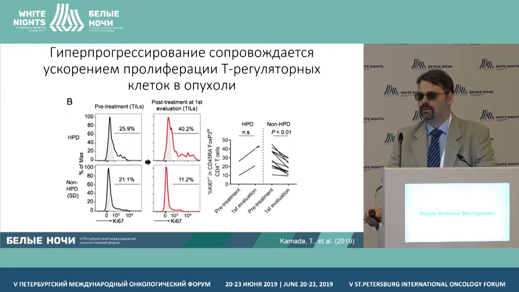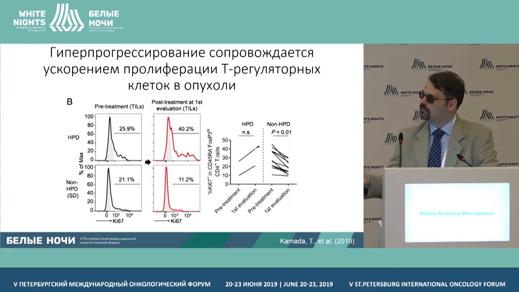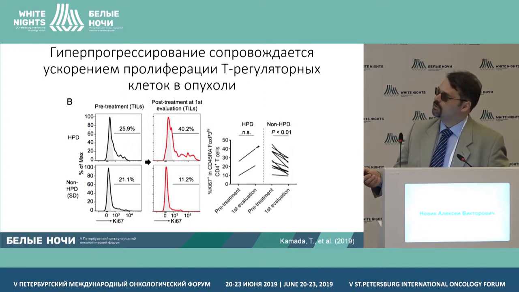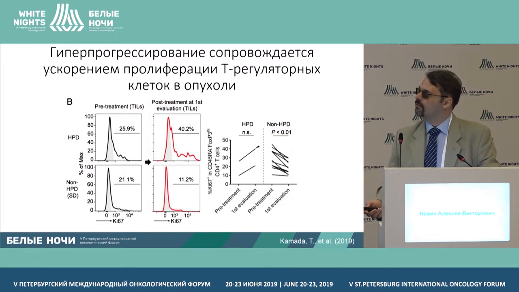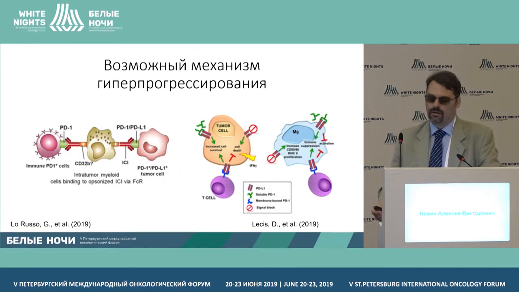It looks like hyperprogression is accompanied by a faster proliferation of T cells in the tumor. And we can see that in the patients who suffer from hyperprogression, the amount of these T cells also grows after treatment.